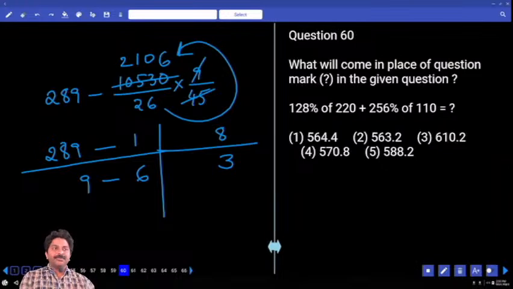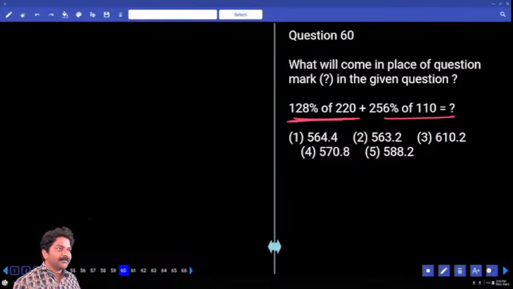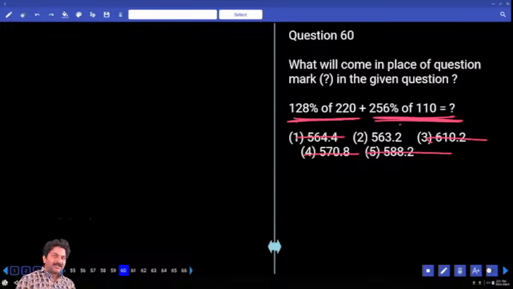128% of 220, 256% of 110. Both numbers we need to calculate and then sum, correct? In the first number, do you see an 11 multiple? In the second number also, do you see an 11 multiple? Sum must be an 11 multiple. Can it be first? No. Can it be second? Yes. Can it be third? No. Fourth? No. Fifth? No. Close. There is only one 11 multiple available. That's my final answer. Understood?